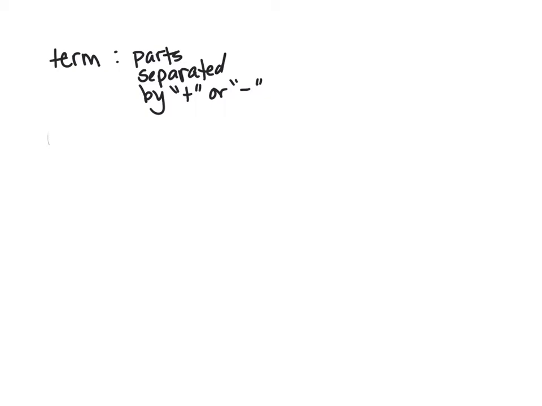One piece of vocabulary is the word term. A term is the parts of a numerical expression or an algebraic expression that are separated by an add or subtract. So if I have 4k plus 5, then I have a term of 4k, remember that's 4 multiplied by k, and I have a term of 5 being put together. Those are both terms.